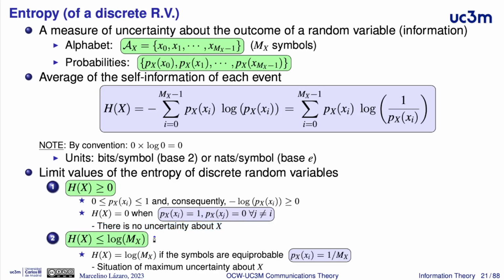The upper bound is given by the logarithm of the number of events in the alphabet of the random variable. And this happens in the situation of maximum uncertainty about the result of the random variable. This happens when, a priori, all the events have exactly the same probability.